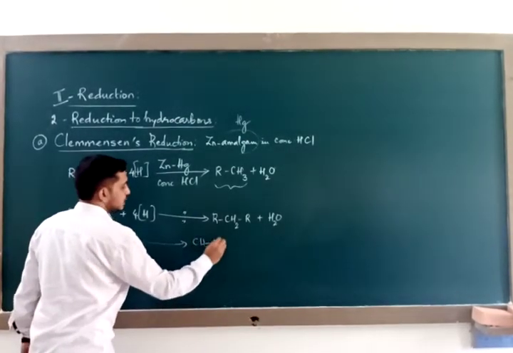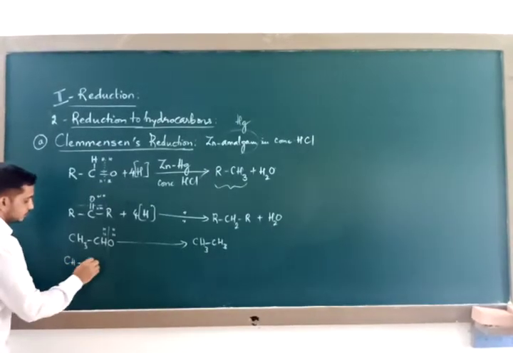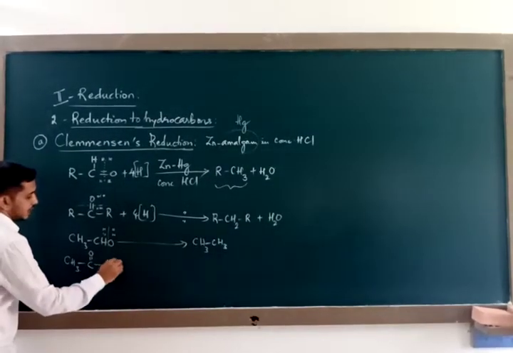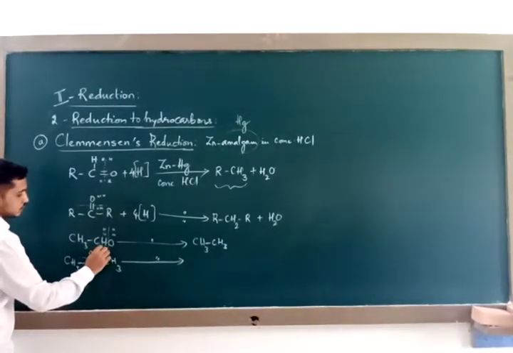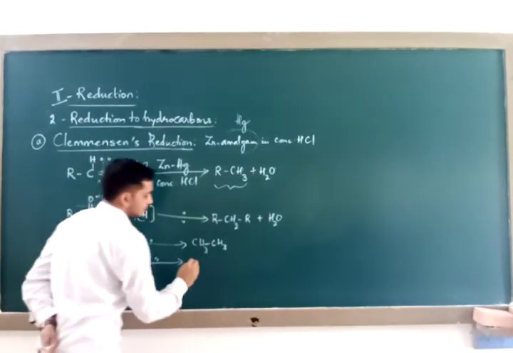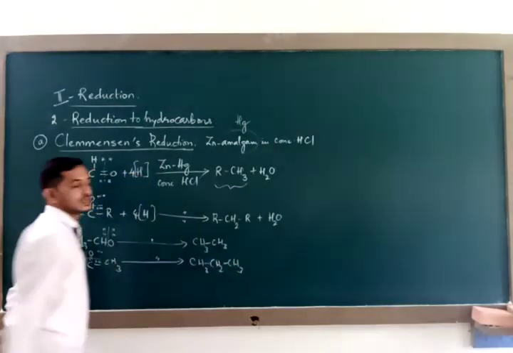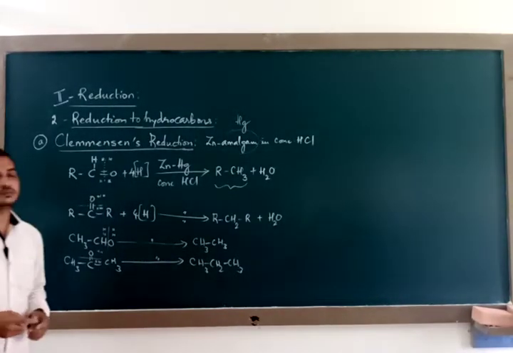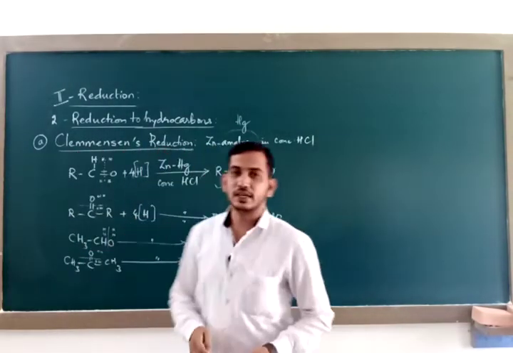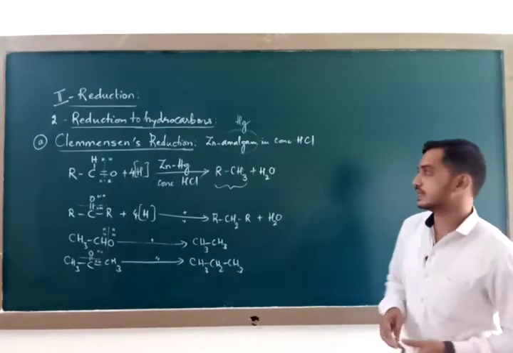You will get ethane. If it is a ketone like acetone, and if this is reduced, then 2 hydrogens here, 2 hydrogens here, then you will have propane CH3CH2CH3. A very easy reaction, and you are supposed to remember this because it is important for exams. It is a named reaction, therefore also important for competitive exams.